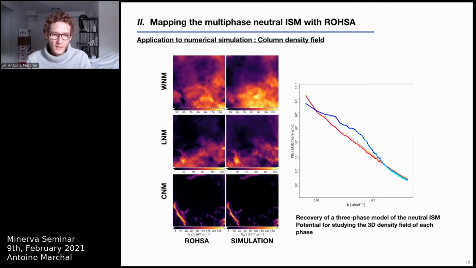So there is here a potential for studying the 3D density field. We see that we are able to recover, because we made those assumptions of spatial smoothness of the solution plus minimizing the variance of the velocity dispersion, the distribution of the gas in each phase.